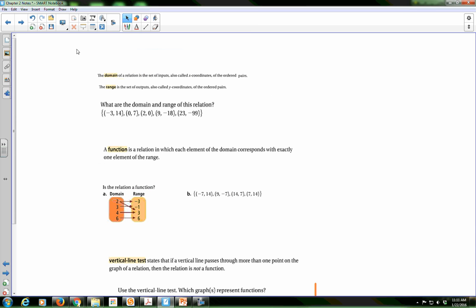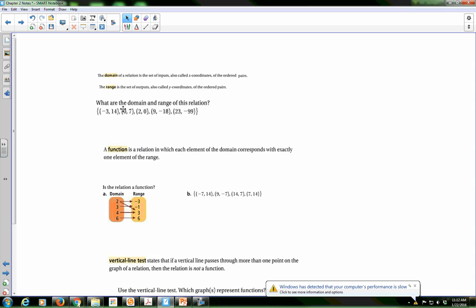All right, I also want you to write down the domain of a relation is a set of inputs, also called x coordinates of the ordered pairs. So our domain is what we input into our relation, and our range is a set of outputs. So domain is inputs, range is outputs. Domain is x coordinates, range is the y coordinates.